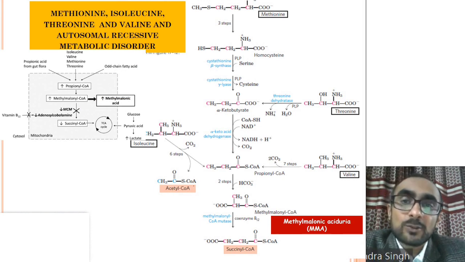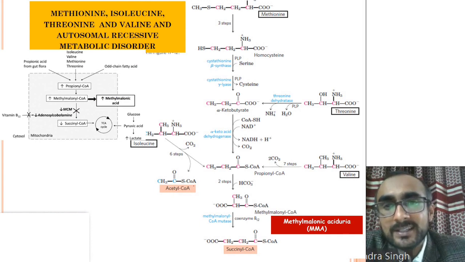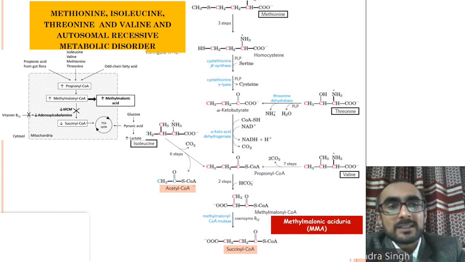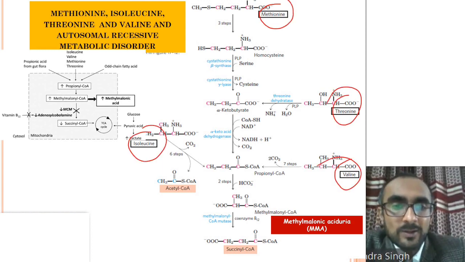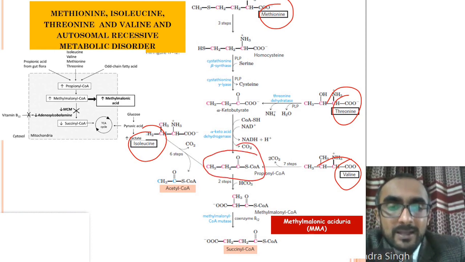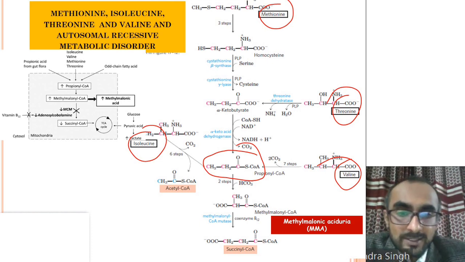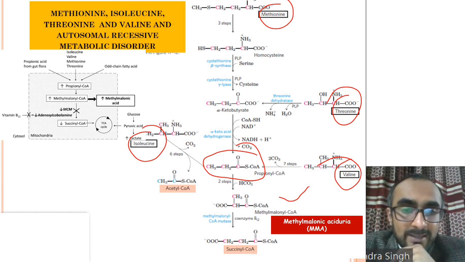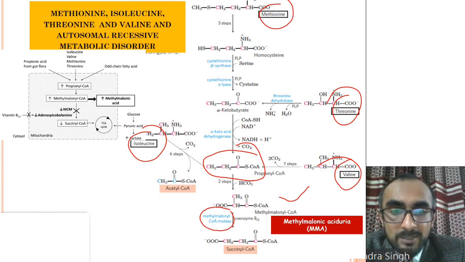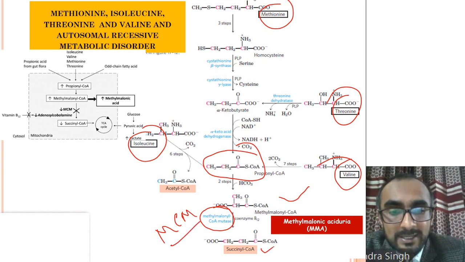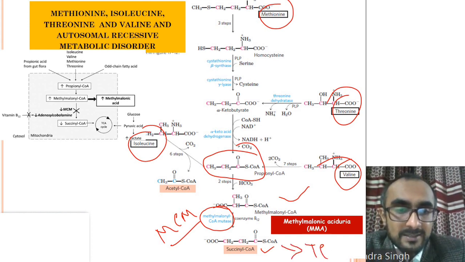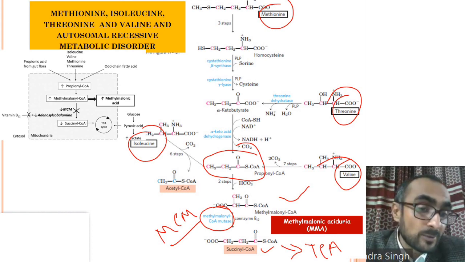Methionine, isoleucine, threonine, and valine are also associated with one metabolic disorder, because these four amino acids are converted into propionyl coenzyme A, and this propionyl coenzyme A is converted into methylmalonyl coenzyme A. By the help of the enzyme methylmalonyl coenzyme A mutase, also called MCM, this methylmalonyl coenzyme A is converted into succinyl coenzyme A, and this succinyl coenzyme A enters the TCA cycle to give energy or to take part in gluconeogenesis.